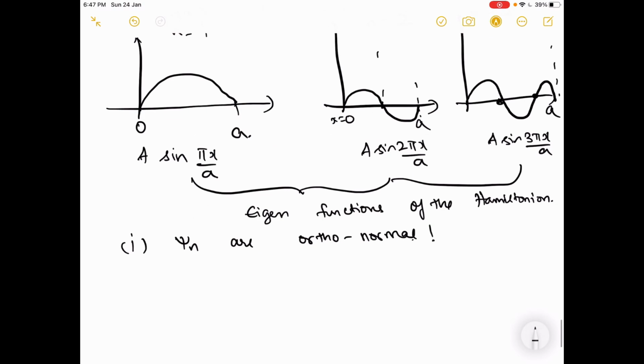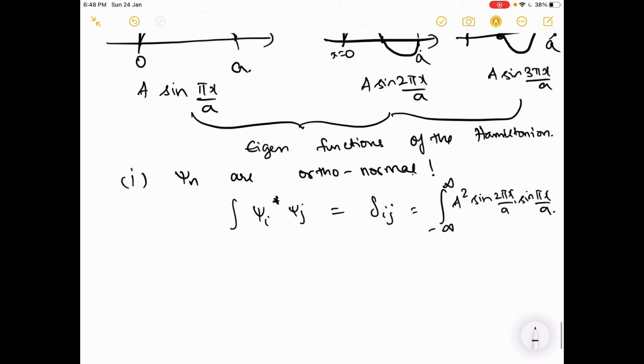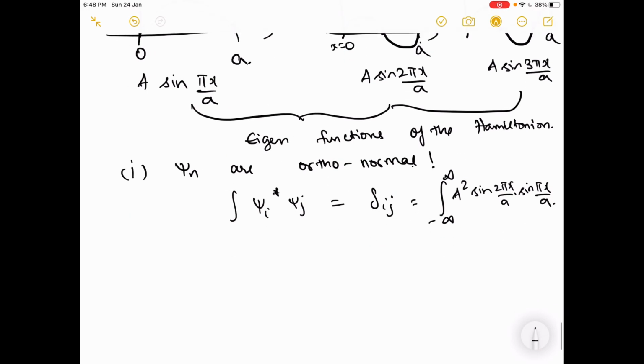Right? How do we find this? Integral, let's say psi_i star psi_j is delta_ij, right? You integrate from minus infinity to infinity. Let's take an example: A square sine 2 pi x by a times sine pi x by a. You can clearly see that it will turn out to be 0. I encourage you to try this, right?